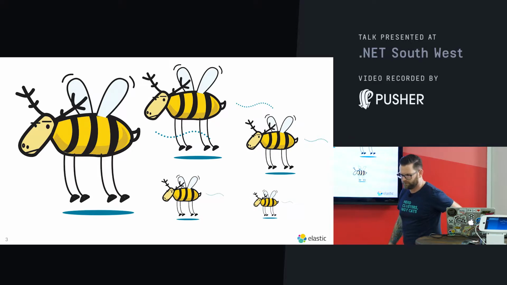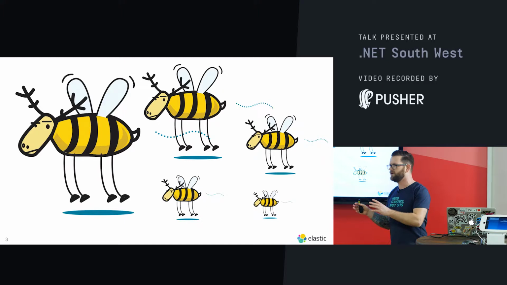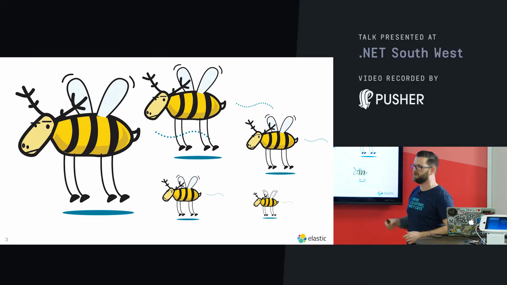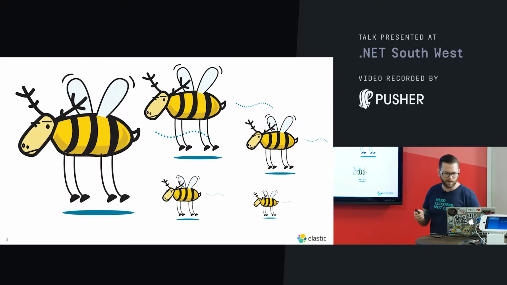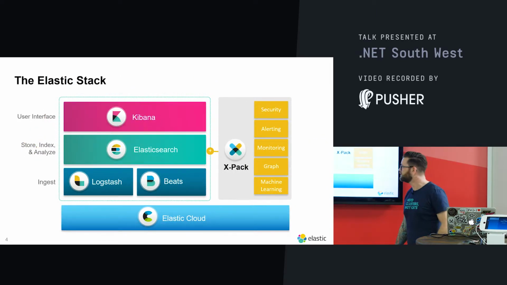So about 2 years ago, 2.5 years ago, we added another product to the stack called Beats. And I'll go into what those are in a second. And then we were thinking, well, how does Beats fit into ELK? Is it Kleb? Is it Belk? Is it ELKB? We couldn't come up with a good name for it. So it's actually the Elastic Stack.